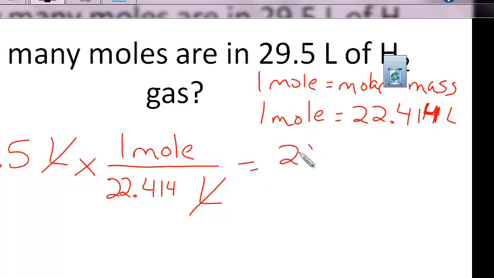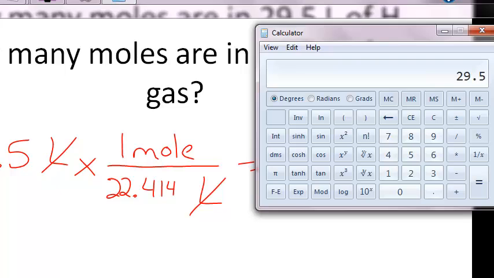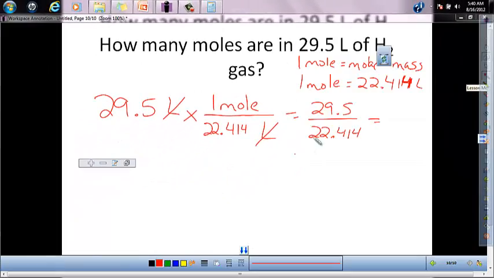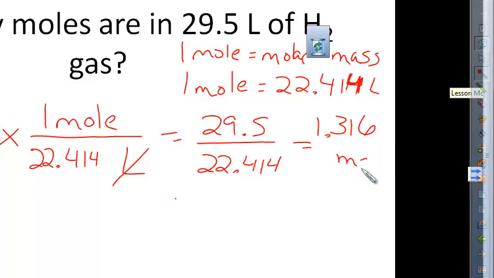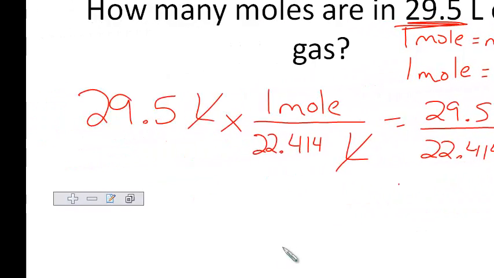So you get 29.5 divided by 22.414, which is 1.316, and the unit's mole, right? Now let's sig fig. We got 3 here. There are our first 3 significant. So the 6 is going to make it round up or stay the same? It's going to make it round up, so 1.32 moles. Okay?